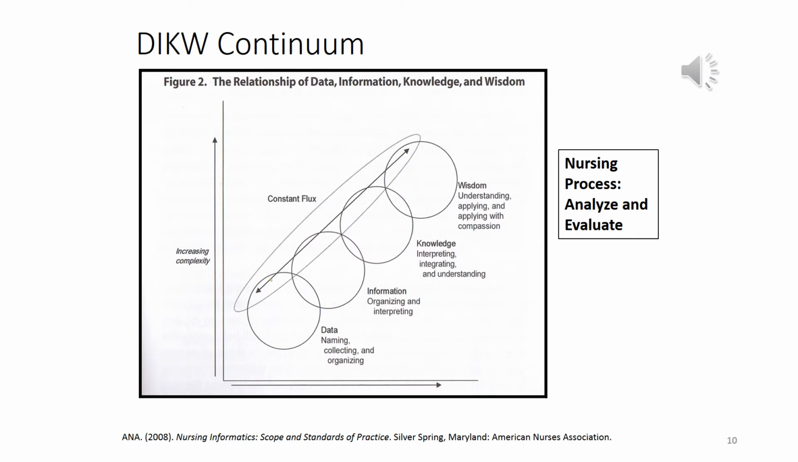So you have information, and you're organizing that information and interpreting. You may then look at the trends. Is this the patient's normal blood pressure? Is this a change? And is it normal? Is it abnormal? And that's where your knowledge comes in from your practice and your experience, where you're going to then interpret, integrate, and understand. And then wisdom is taking that information and applying it with compassion.